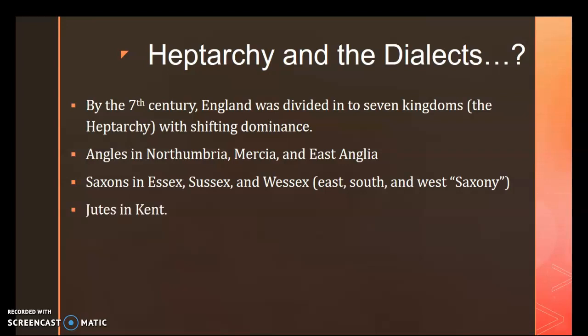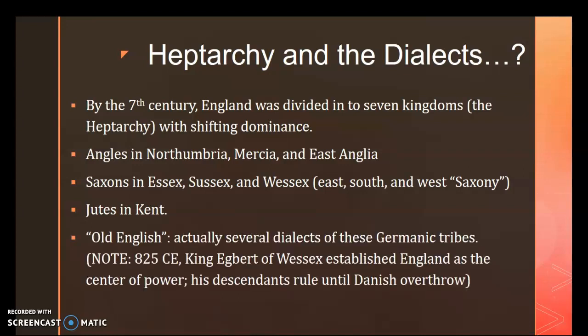But keep in mind that when we speak of Old English, we actually mean the collection of all dialects. So all of the Angles, all of the Saxons, all of the Jutes, all of that is Old English spoken across the entire country. And for those who want the historical background, this happened around 825 CE when King Egbert of Wessex establishes England as the center of power, and his descendants rule until the Danish overthrow.